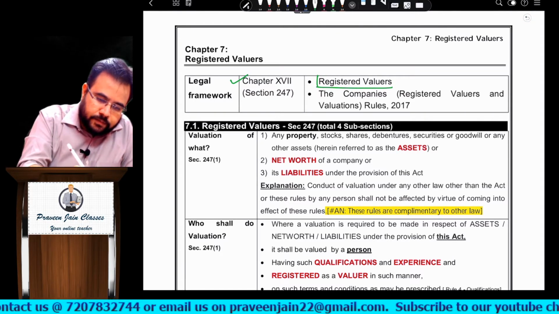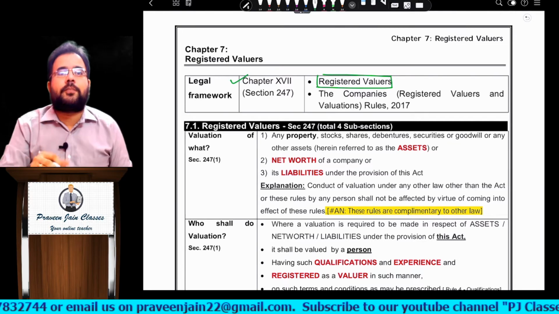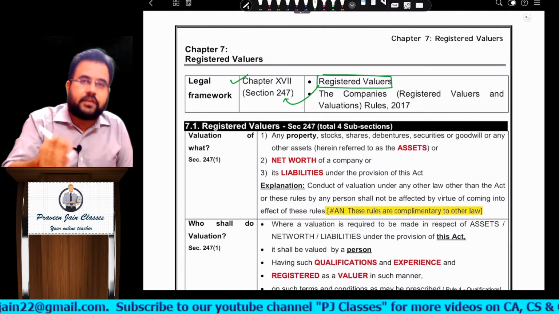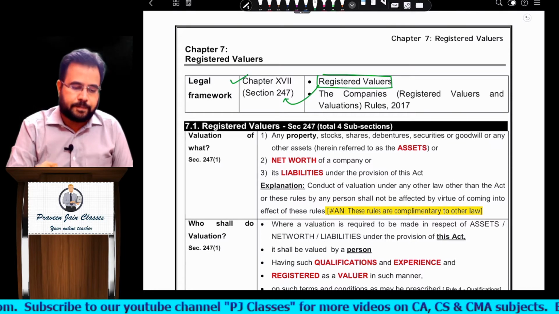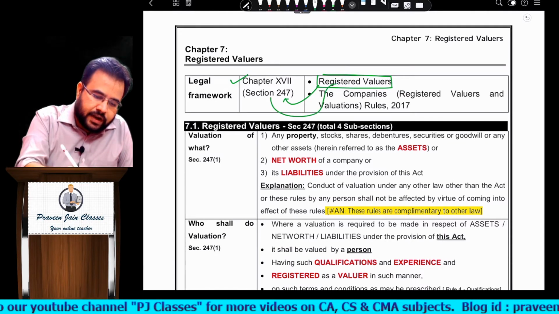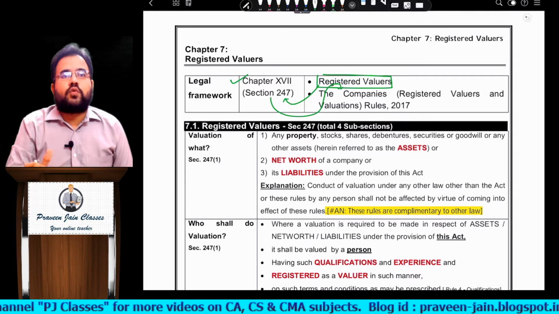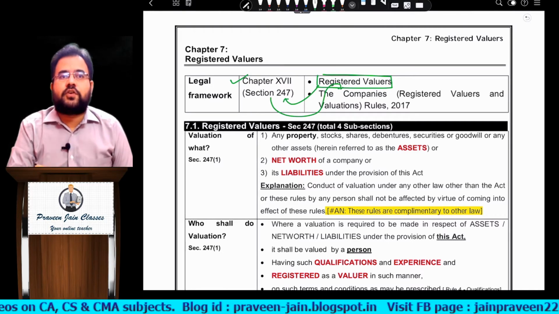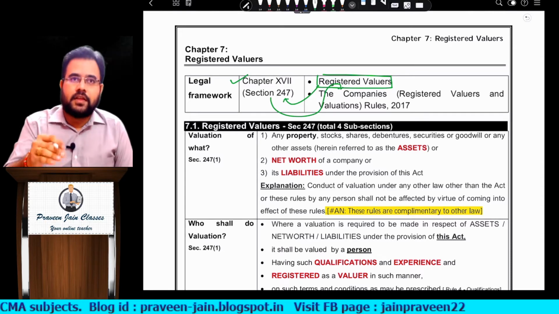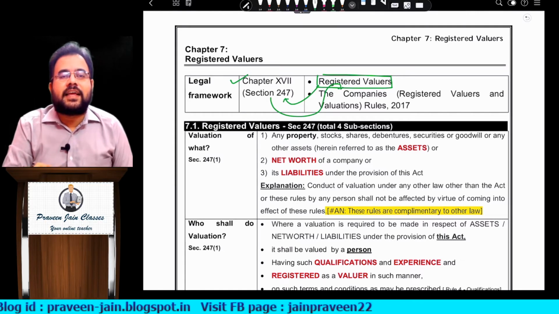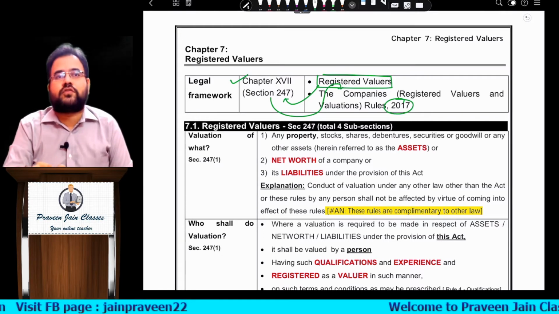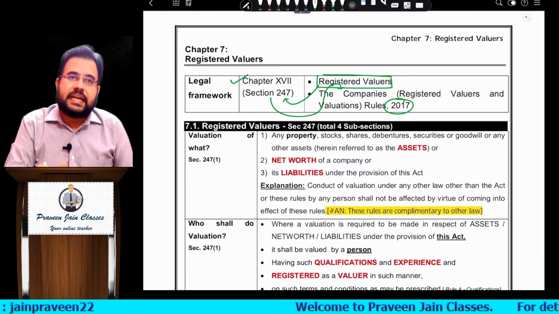In that you have only one section, which is section number 247. Now this section is to be read along with the rules. So the rules are the Companies (Registered Valuers and Valuation) Rules 2014. Sorry, generally all rules are introduced in the year 2014, but this one came in the year 2017 because they were lately notified, sir.